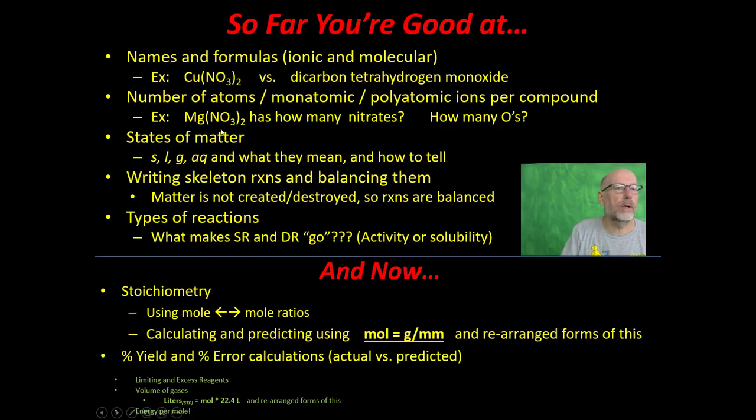How many nitrates are there? Well, there's 2 nitrates. How many oxygens are there? Well, there's 2 sets of 3, which is 6 oxygens. Those kind of questions. You'll need to know that.